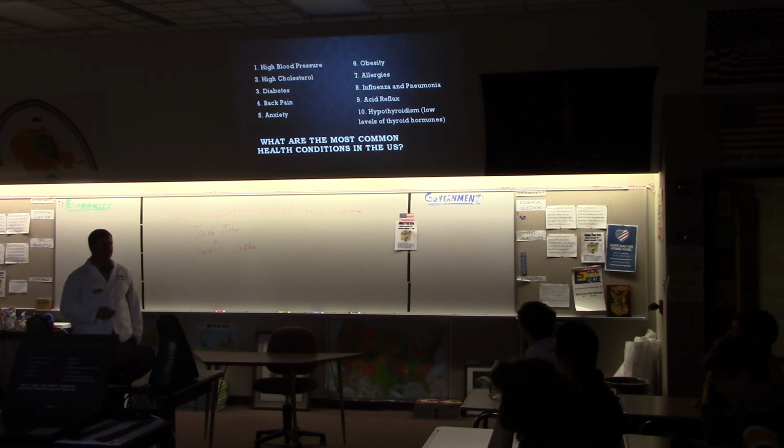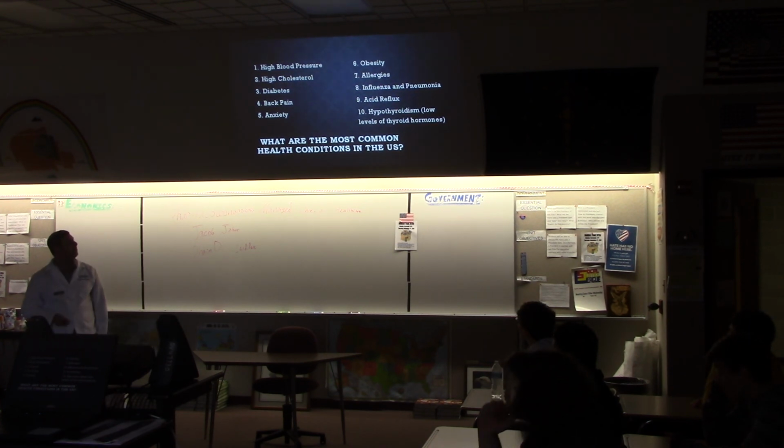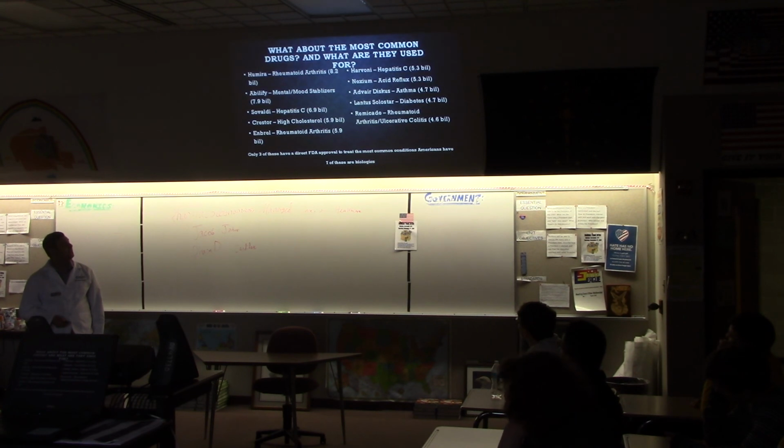What are the most common health conditions in the US? High blood pressure, cholesterol, diabetes, back pain, anxiety, obesity, allergies, influenza, pneumonia, acid reflux, and low levels of thyroid hormones. What about the most common drugs? What are they used for? We see Humira, RA; Abilify, mood stabilizer; Sovaldi, hepatitis C; Crestor, cholesterol; Enbrel, RA again; Hep C. So only 3 of these have a direct FDA approval to treat the most common conditions Americans have. 7 of these are actually biologics too.